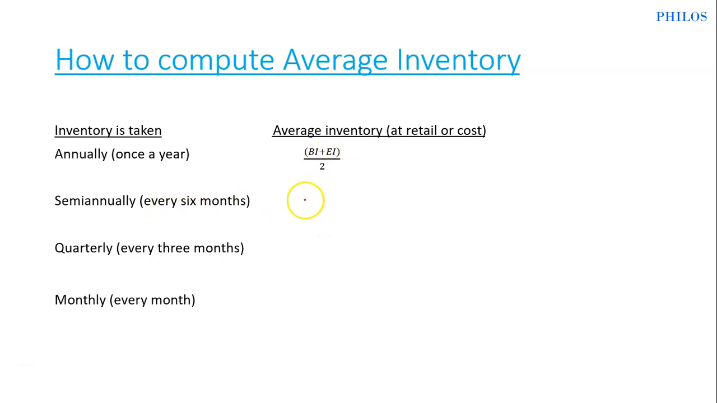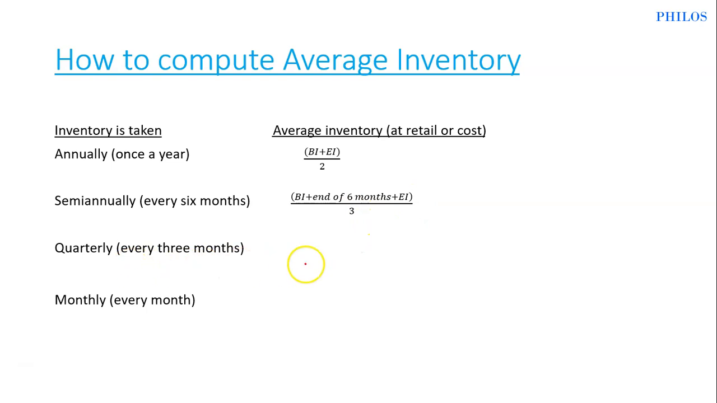For semi-annually, the formula for the average inventory should be beginning inventory plus the inventory at the end of the 6 months plus the ending inventory divided by 3. The reason we divide by 2 here is that there are two values, beginning inventory and ending inventory. Here, the reason we divide by 3 is that there are 3 values: beginning inventory, inventory at the end of the first 6 months, and the ending inventory. So there are 3 values.